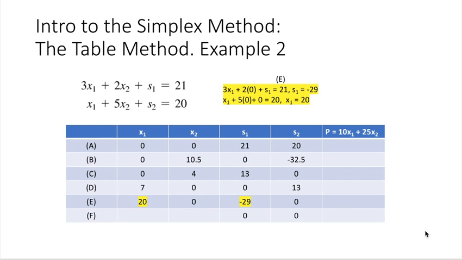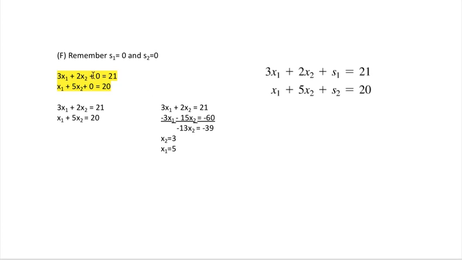Okay, last row, row F. So for row F, I am assigning the slack variables both the value of 0. To solve this now, so when I put s1 for 0 and s2 for 0, I have a system of equations, 2 equations, 2 unknowns. So I'm going to solve this using the methods I learned in chapter 4. So either elimination or substitution or Gauss-Jordan elimination. So use one of those methods.